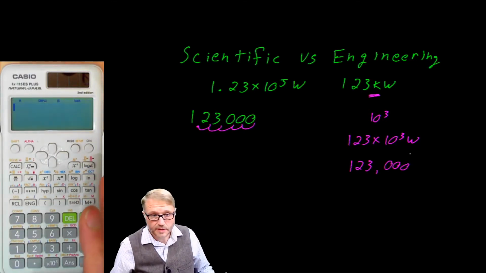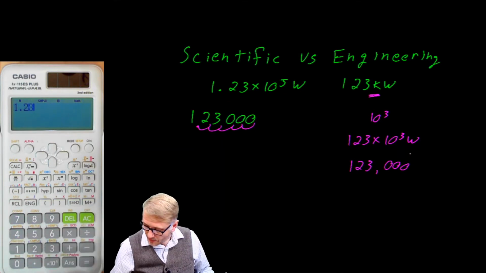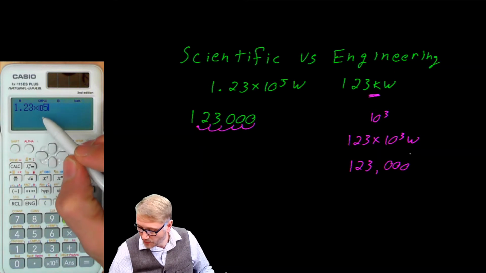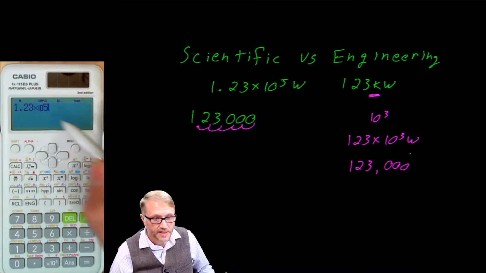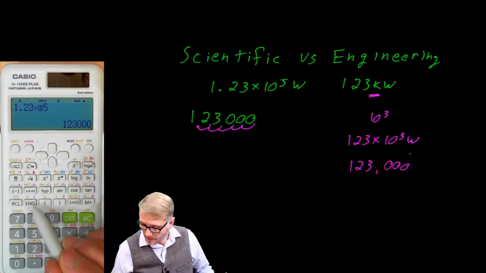Your calculator could be useful to you for this. You could enter 1.23, and then this button down here, this 10 to the x, so you push that, and then enter 5. And there you see it's 1.23 times 10 raised to the fifth power. You hit equals. There it is. And you remember this engineering button.